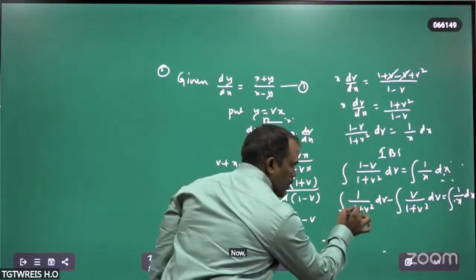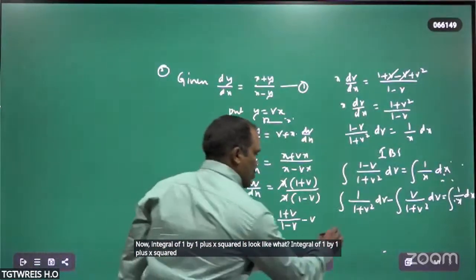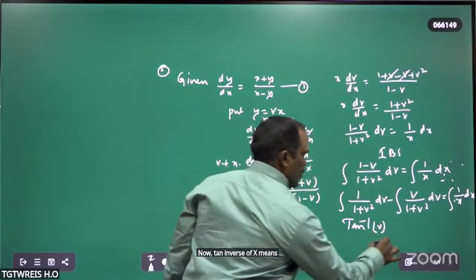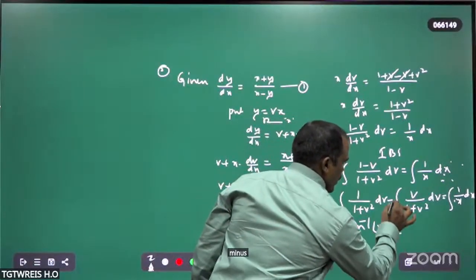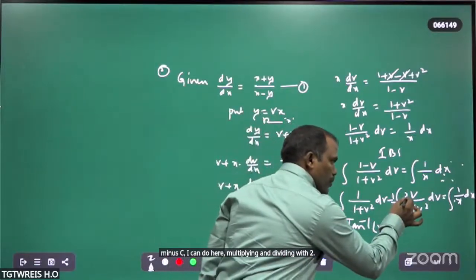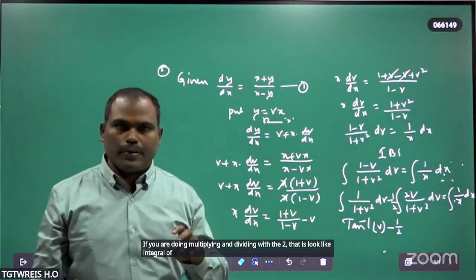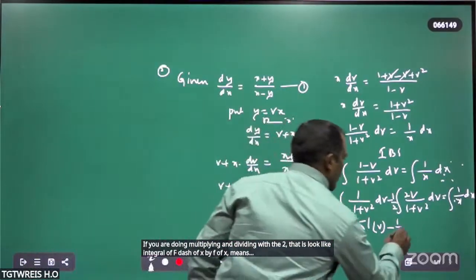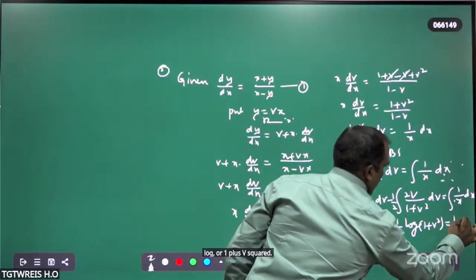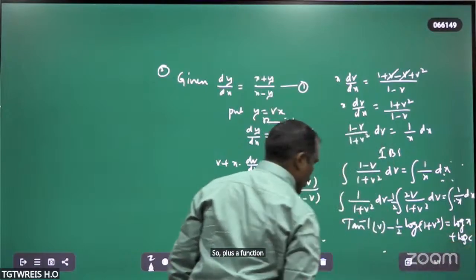Now integral of 1 by 1 plus x square, what does it look like? Integral of 1 by 1 plus x square is tan inverse of x. Now tan inverse of x means tan inverse of v here, minus the next integral. I can do it by multiplying and dividing with 2. If you multiply and divide with 2, it looks like integral of f dash of x by f of x, which means log f of x, so log of 1 plus v square, equal to log x. So plus constant, you can write c as log c.